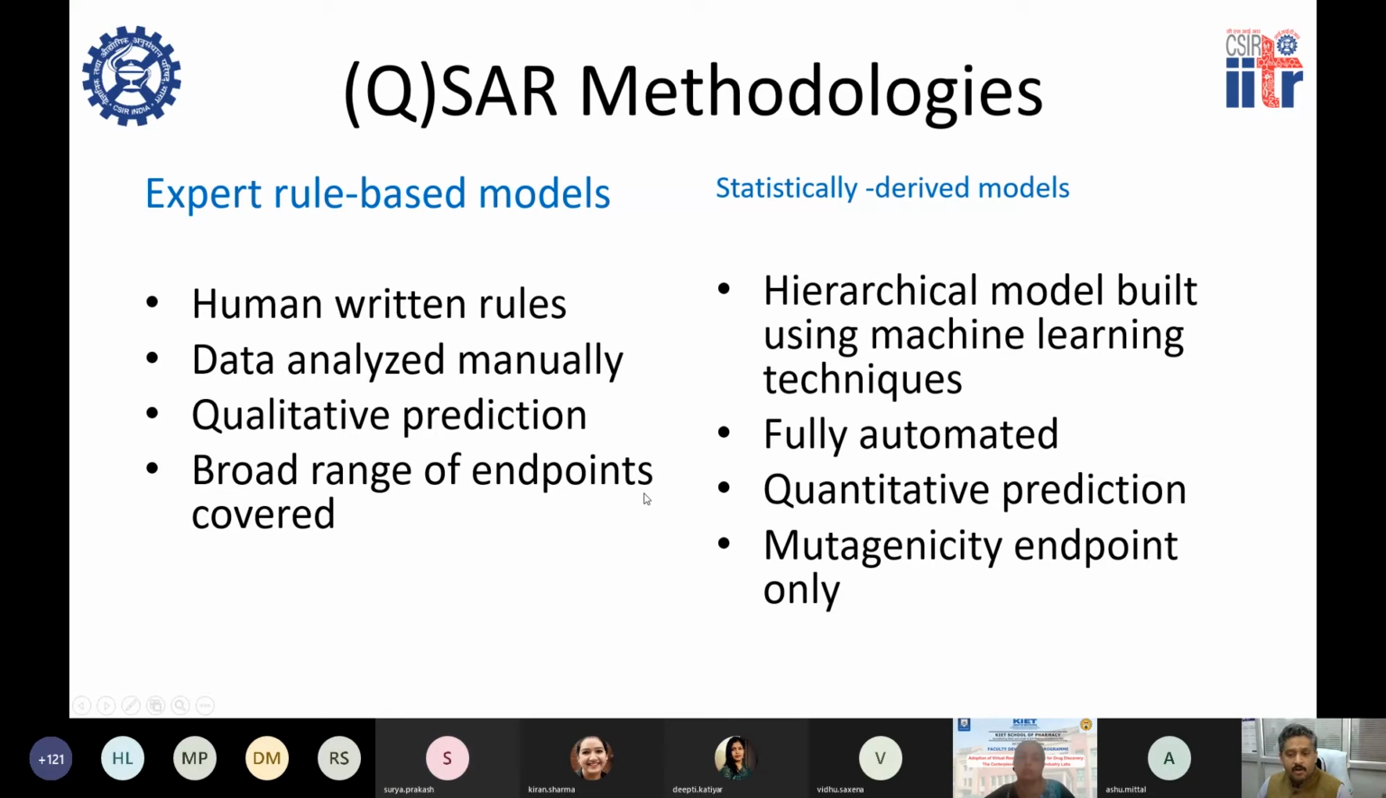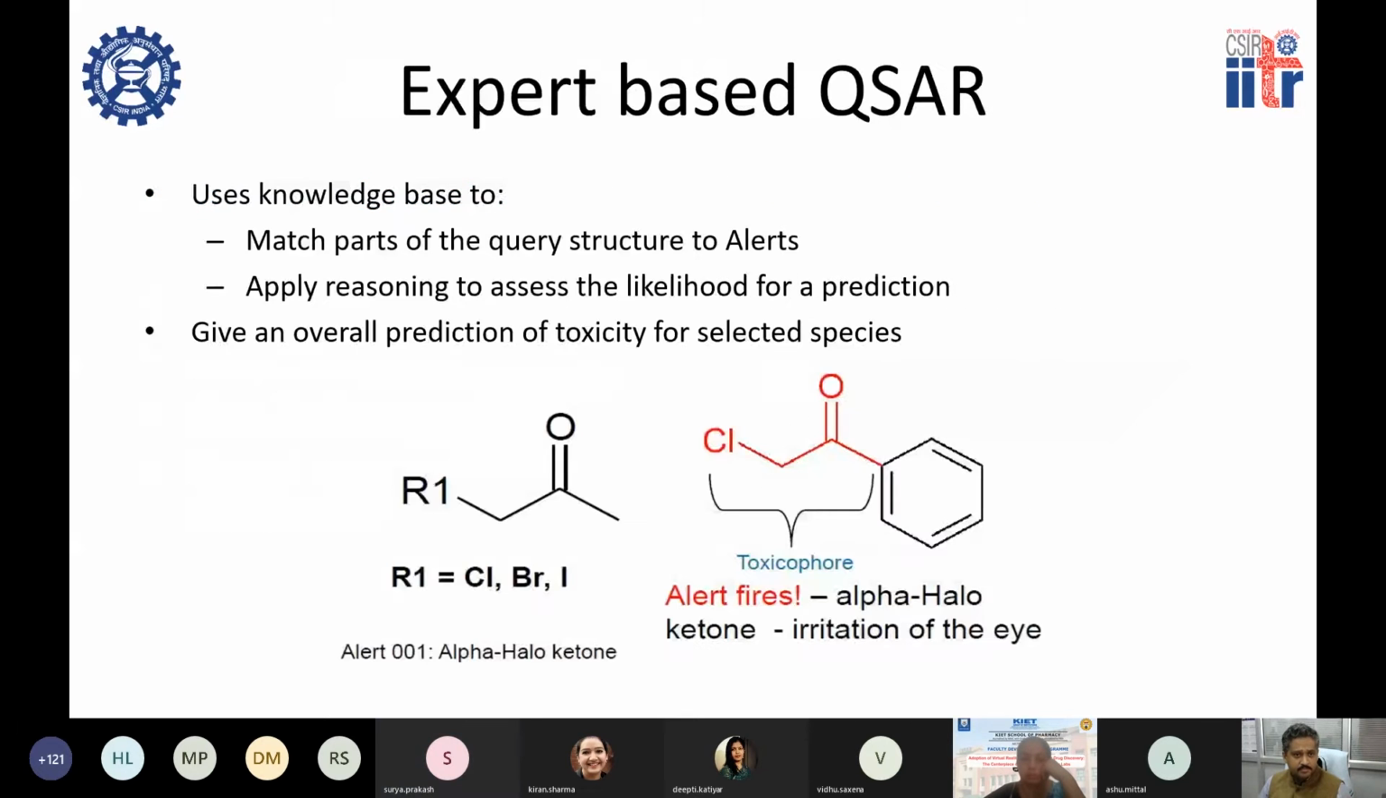The statistical derived model is another kind of QSAR model. Currently, these are much more advanced tools. We are currently using hierarchical models built using machine learning techniques. It's fully automated. If you know the structure, it will provide a quantitative prediction. And we can also predict various mutagenicity endpoints using this statistical derived model system.